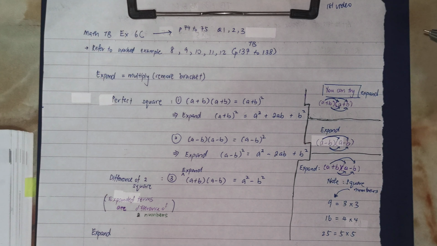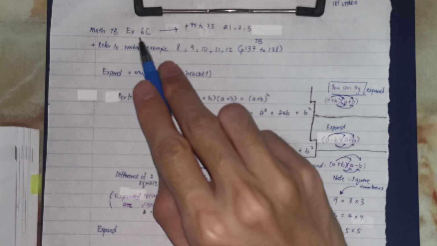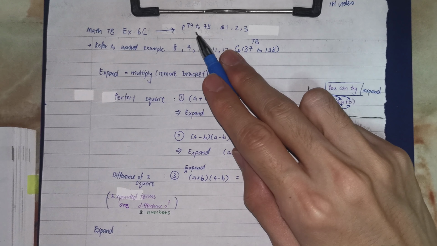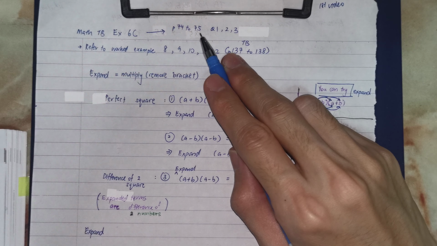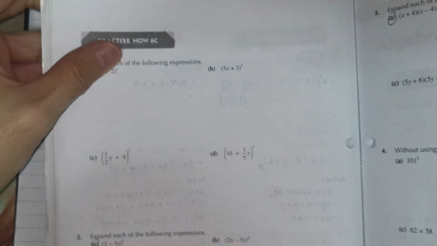Hi my students, today we'll be looking at math textbook exercise 6C, and after you do this exercise, you'll be able to do page 74 to 75 of your workbook. So we'll be looking at question 1, question 2 and question 3.